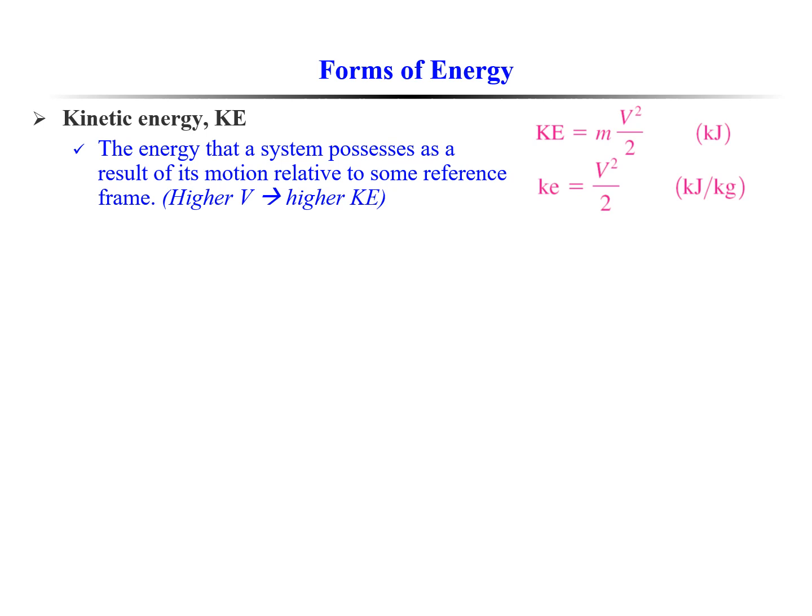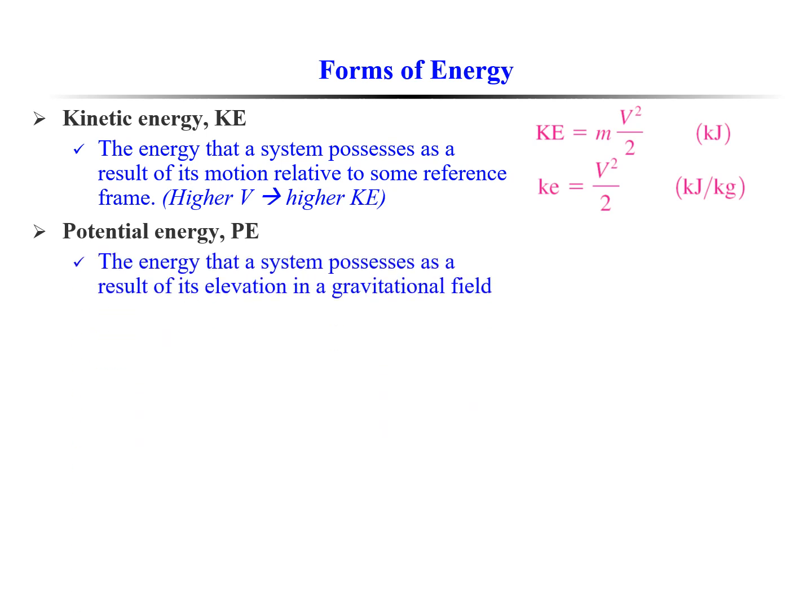For the kinetic energy per unit mass, we use lowercase ke, which equals v squared over 2, with the unit of kilojoule per kilogram. Potential energy, denoted as PE, is the energy that a system possesses because of its elevation in a gravitational field. Capital PE equals mgz, and lowercase pe equals gz. Here g is the gravitational acceleration, and z is the coordinate of the elevation.